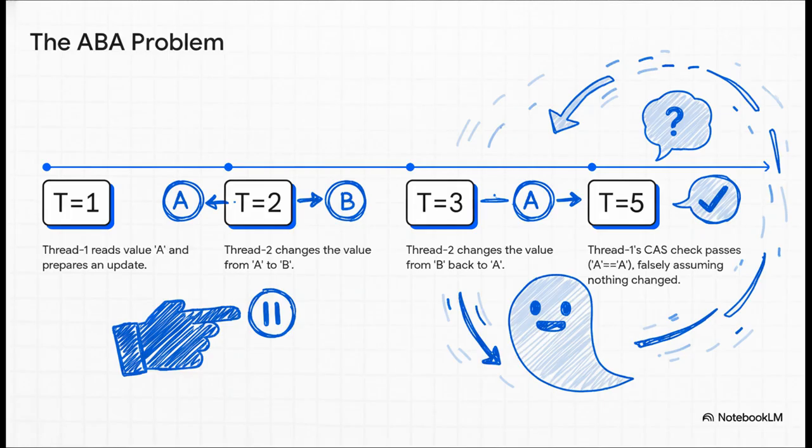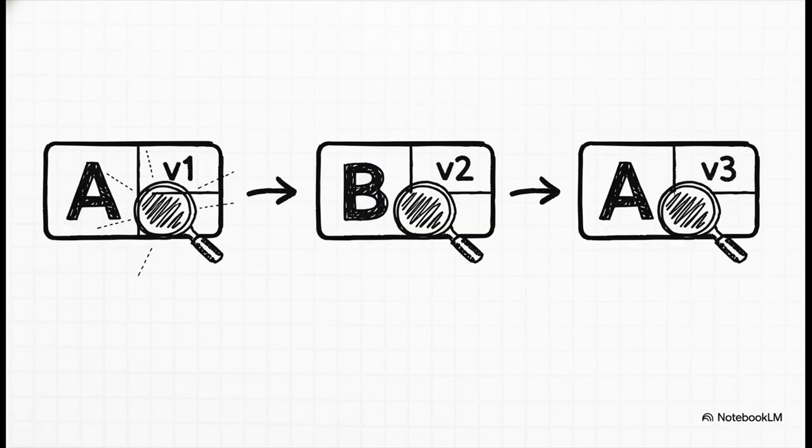At time 1, Thread 1 reads a value, we'll call it A. But before it can do anything with it, it gets paused. While it's sleeping, Thread 2 swoops in, changes the value from A to B, does some work, and then changes it right back to A. Now Thread 1 wakes up, it goes to do its CAS check, it asks, is the current value the A I expected? And the answer is yes, the check passes. But Thread 1 has absolutely no idea that the state was secretly modified and then changed back. It's been completely fooled. So how on earth do we fix this?